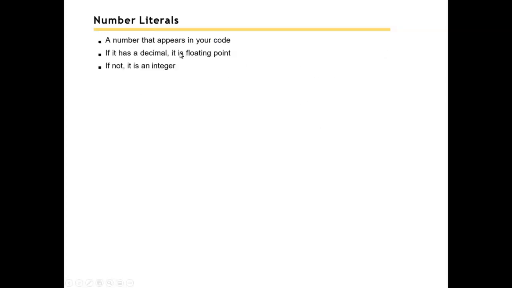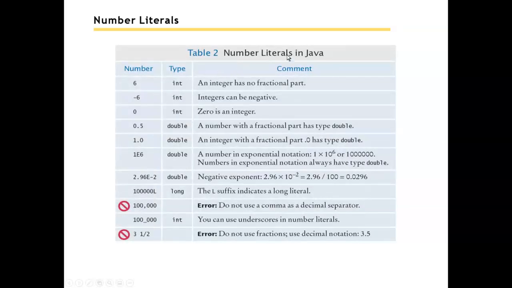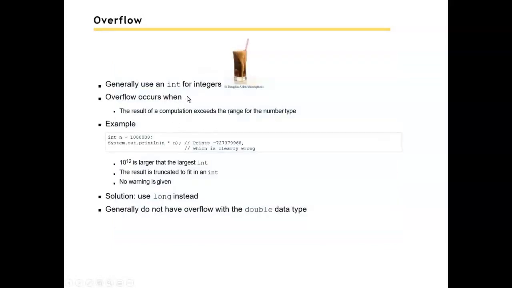So number literal, a number that appears in your code. If it is a decimal, it's a floating point. If not, it's an integer. If you can't understand that, you probably should take a class. Now here's some examples. The only one I'll point out here is actually using the exponential format, or you can specify something as a long by putting an L after it. Obviously, you can't use a comma, can't use fractions. You guys have used a computer before, so it shouldn't be rocket science.